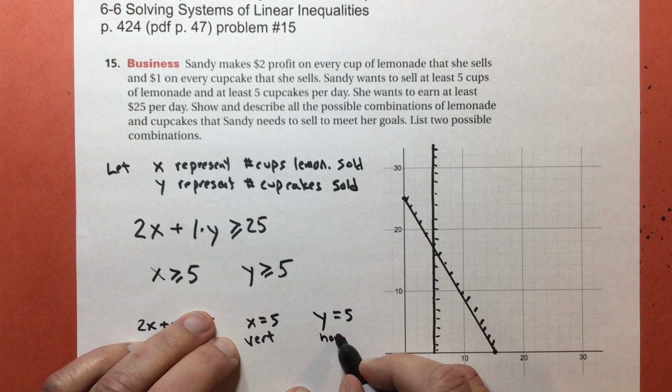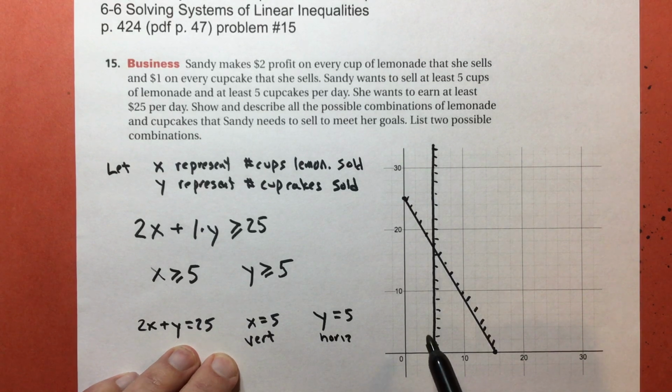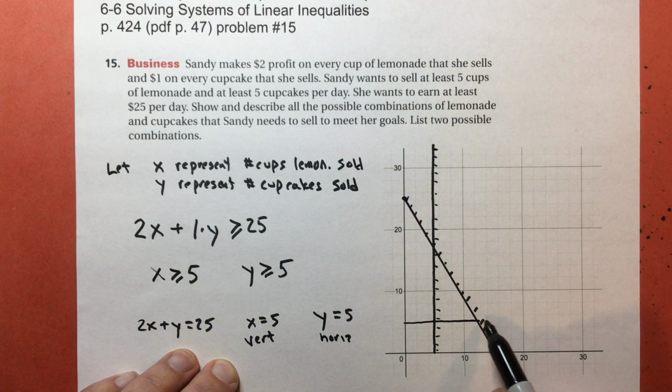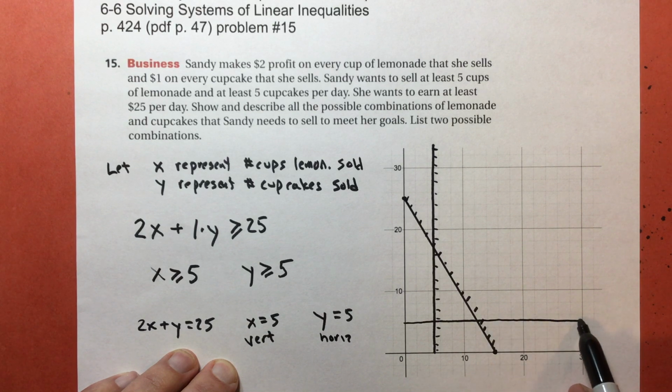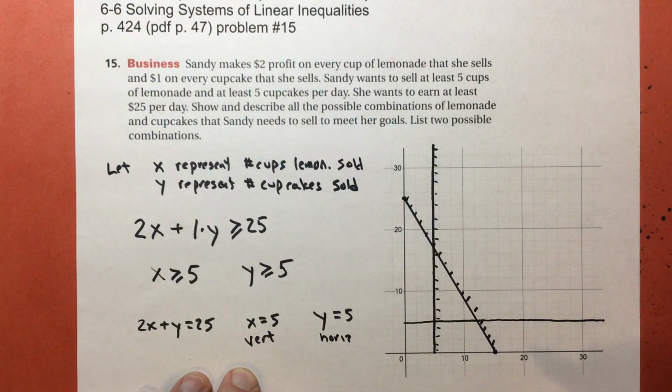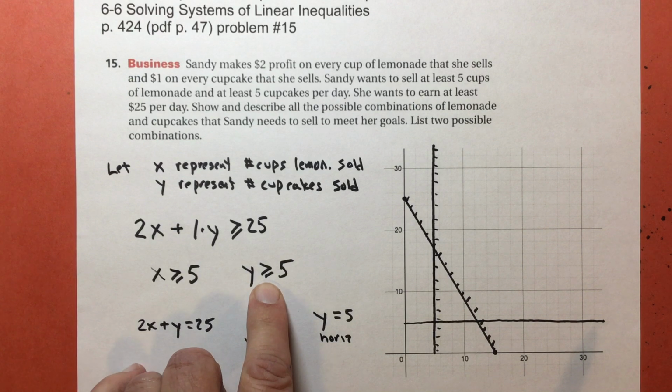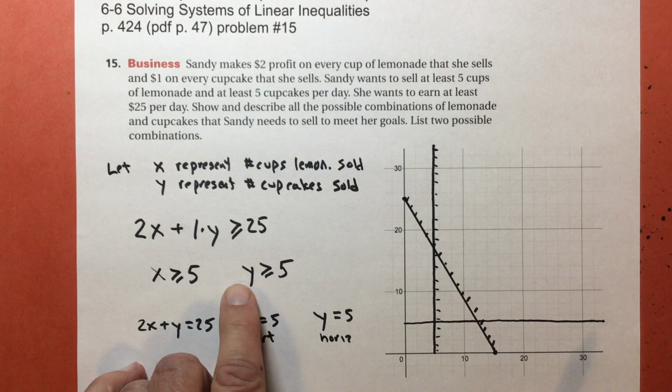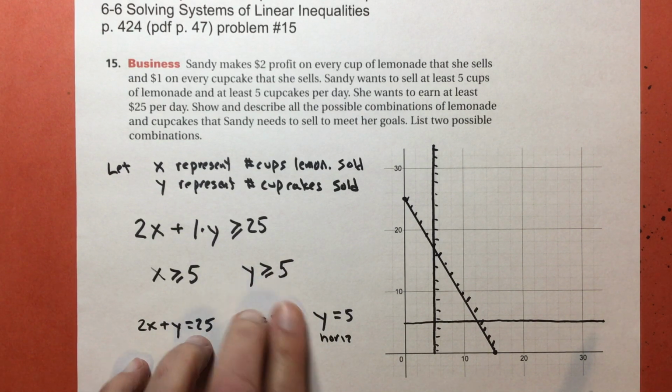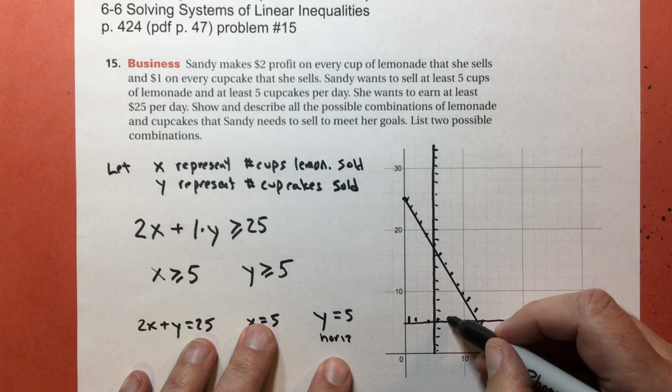The last inequality is the boundary line is going to be y equals 5. That's a horizontal line at y equals 5. So that's going to look like this. And I want to be above that boundary line. I want numbers where the y value is greater than 5. So I'm going to be shading this side.